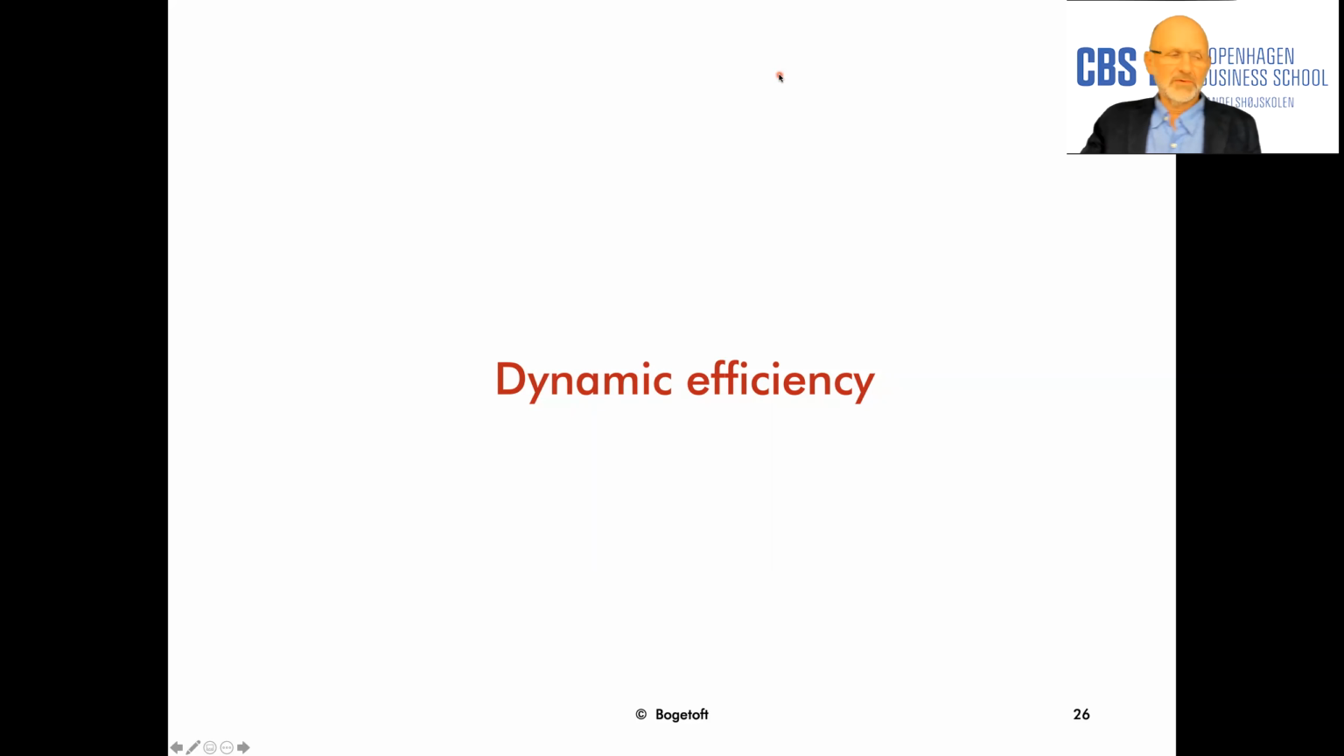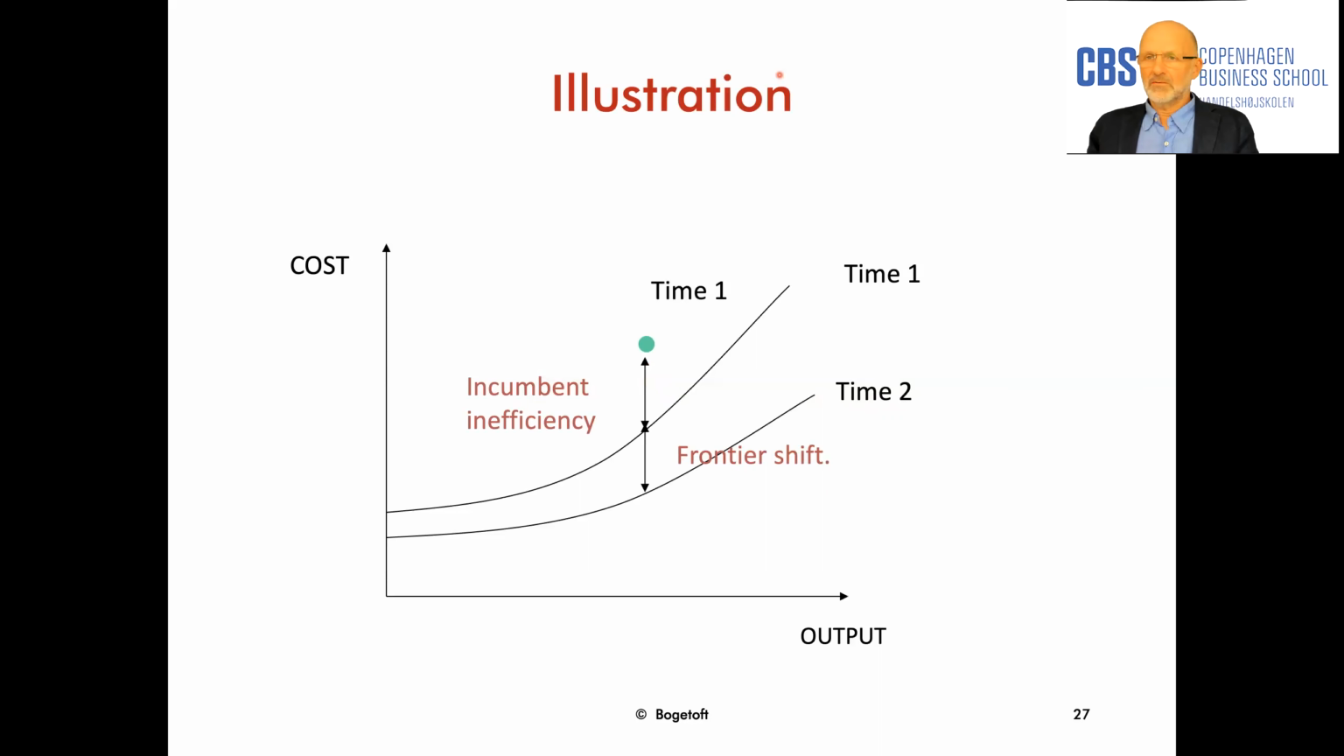Okay, so let's continue with dynamic efficiency, and just to give you an idea of what we're looking for, you can return to this simple picture I've used before. Let's assume you have outputs and you have inputs. You have a firm that is located here. You have the cost function at time 1 here, and you have the cost function of this sector, of this technology, at time 2.